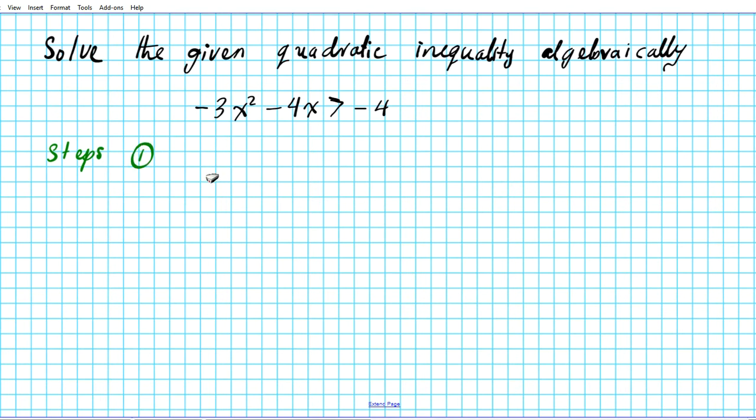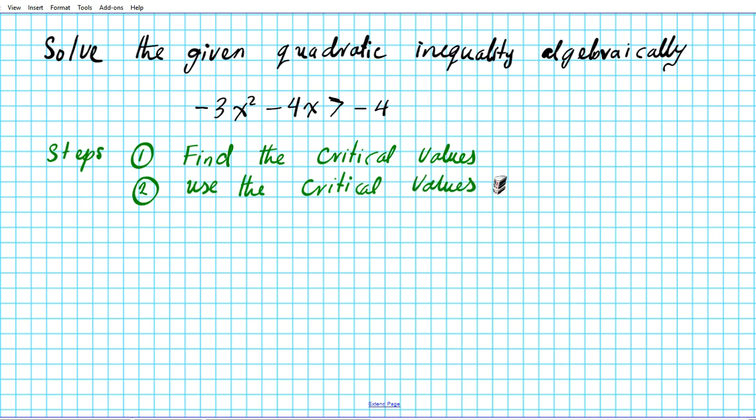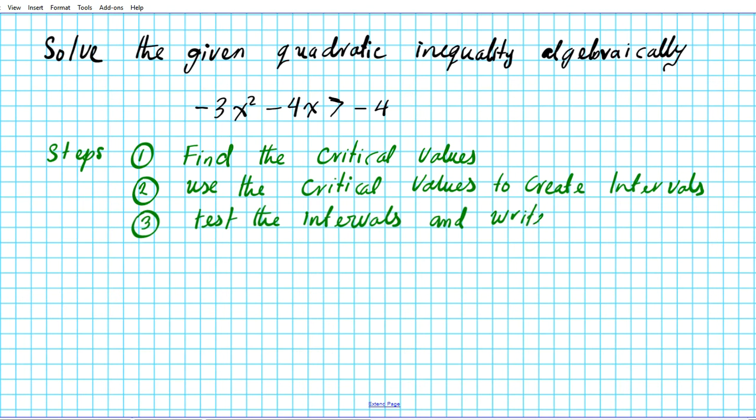First thing to do when solving quadratic inequalities algebraically involves finding the critical values. Step number 2, you're going to use the critical values to create intervals. Now, what are your intervals for? Well, your intervals are to create test regions that you can ascertain where the inequality is valid. So step 3, we're going to test the intervals to see which satisfies the inequality and write our solution from our test.